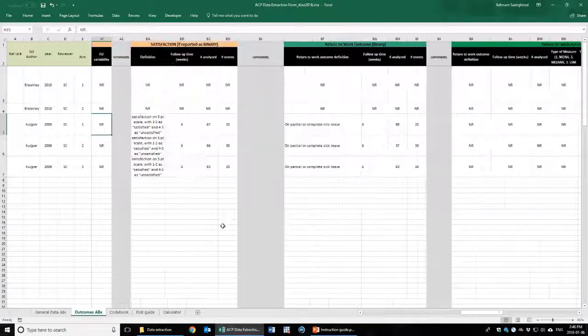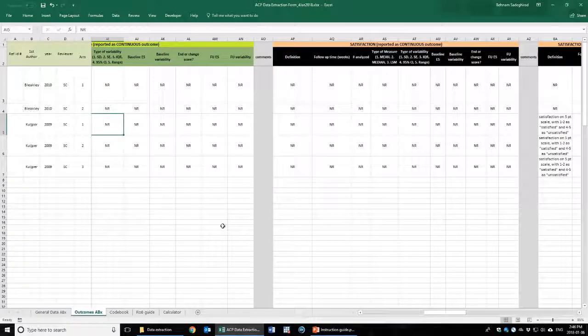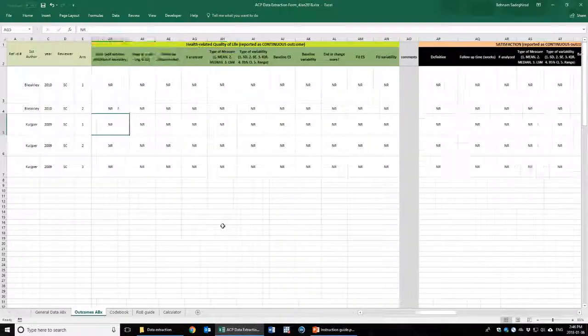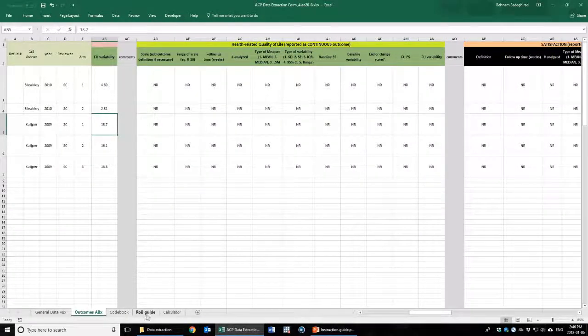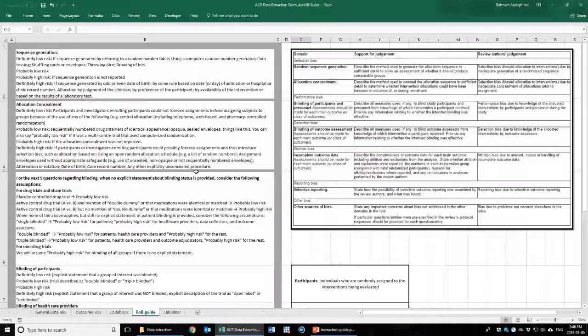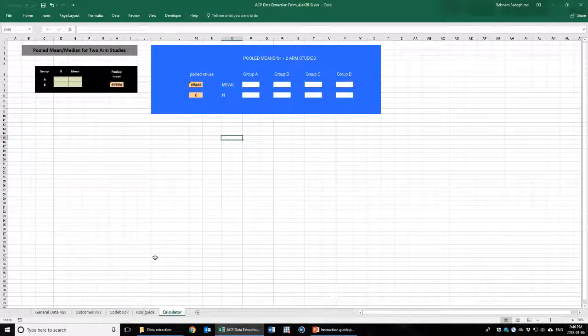The 4th tab is our risk of bias guide. We have tried to make it extremely thorough and with a particular emphasis on non-drug trials, which we believe the majority of our studies will be. It includes guidance for answering questions about sequence generation, allocation concealment, and blinding. We will come back to discuss this sheet when we go over the risk of bias section of the data extraction form. The 5th and final sheet is a calculator.